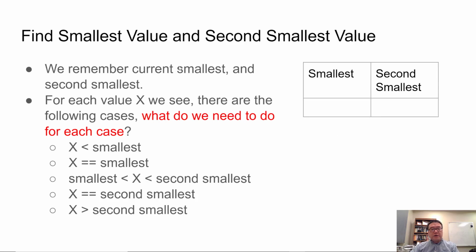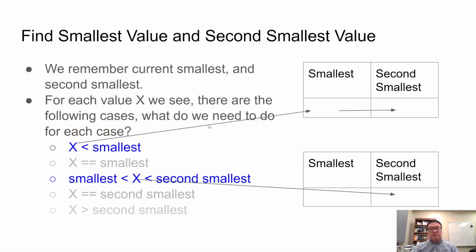Okay, so I assume you have thought through what to do for each of these cases. So let's go over them. When x is less than the smallest, that means we have found a new smallest number. So that means the current smallest becomes the second smallest. So this number should go from here to here, then x should go into here.